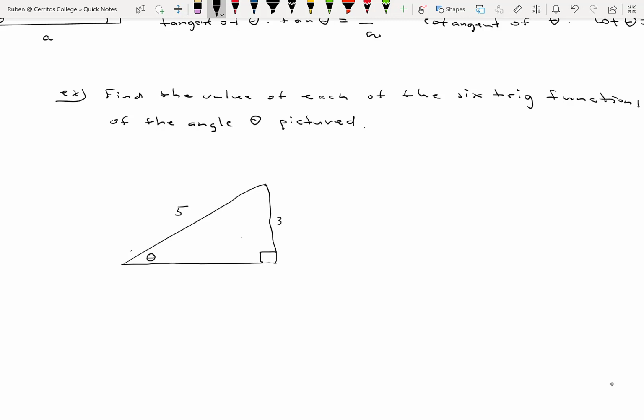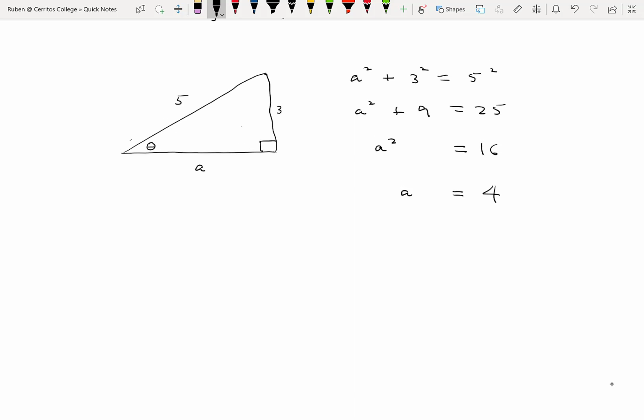Now, if you forgot that, just substitute a variable for the horizontal side and use the Pythagorean theorem. The Pythagorean theorem says a squared plus 3 squared equals 5 squared, so a squared plus 9 equals 25. If you subtract 9 from both sides, what's 25 minus 9? 16. Take the positive square root of both sides, and you get a equals 4. So what we're looking at is something we refer to in geometry as a 3, 4, 5 triangle. So here's our completed 3, 4, 5 triangle.